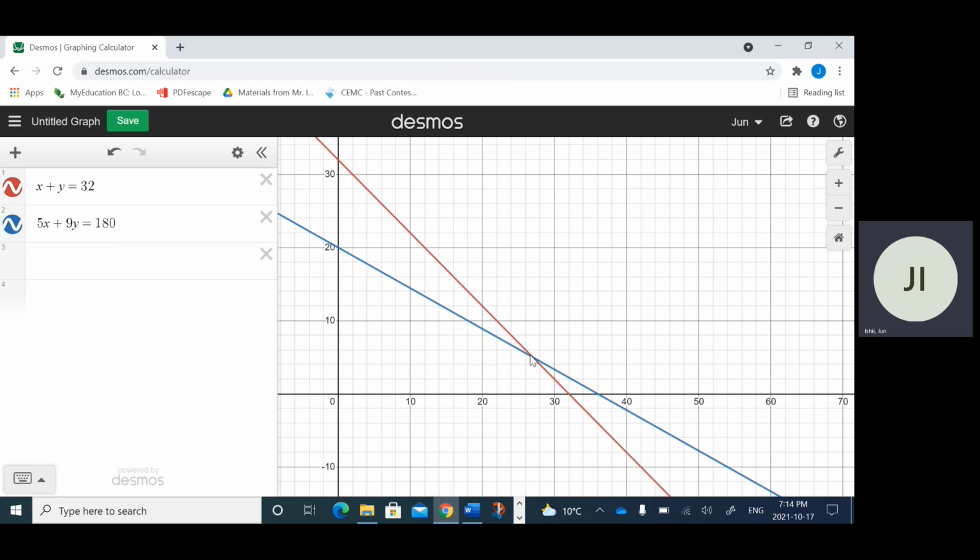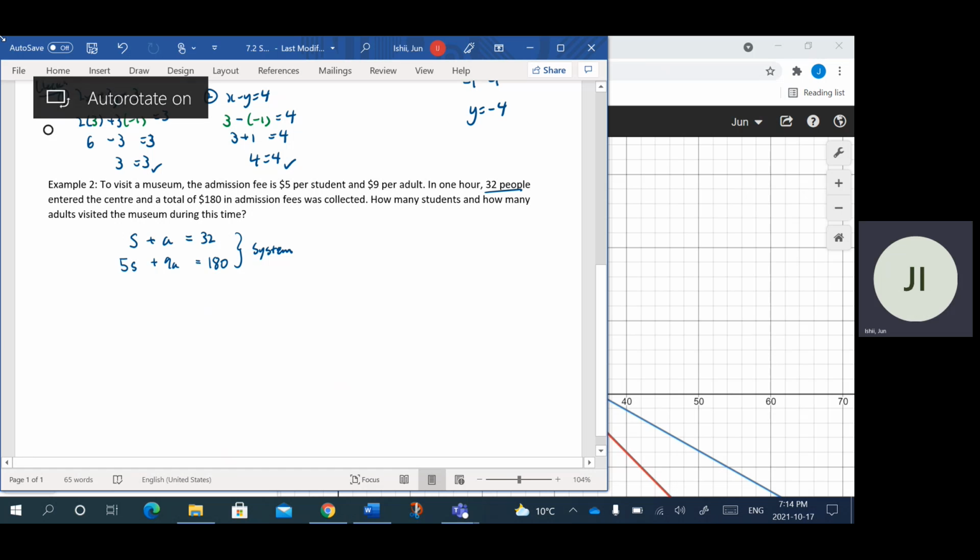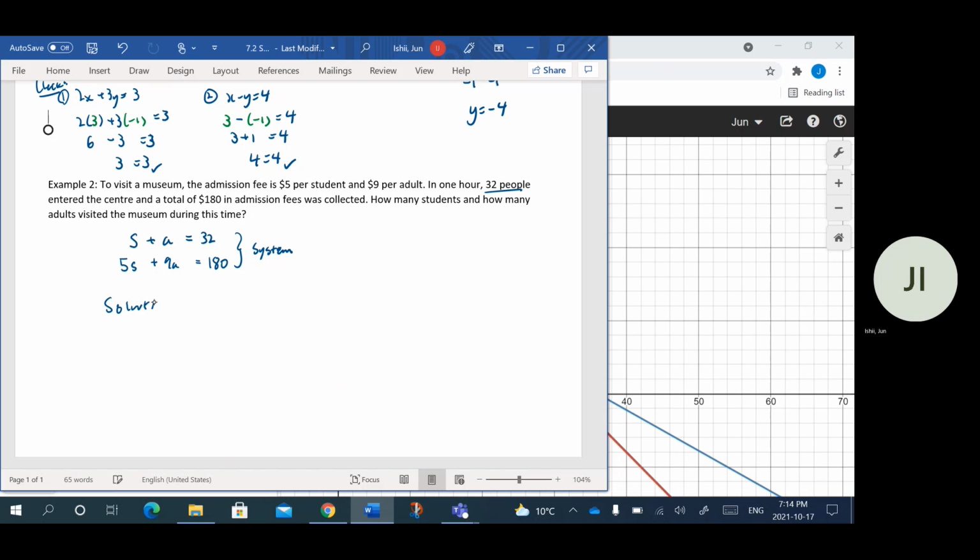The good thing about this is I can just click on this once, and a gray dot will show up. If I click on it again, it'll stick with it. It gives me the solution, or the point that it crosses. In this case, the point of intersection is 27, 5. So this is the solution. If I go back to my Word document, I'll write that down. The solution was at 27, 5. I punched it in for X and Y, but the first variable is your S, and the second variable is the A.